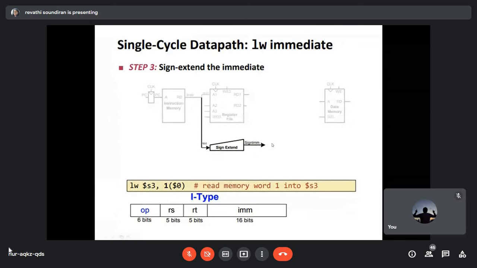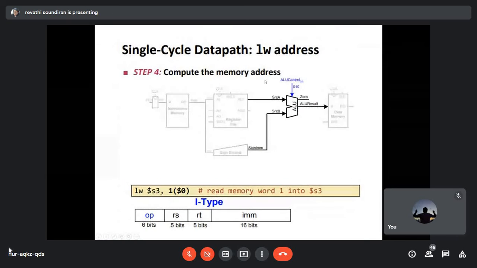Next it is computing the memory address. Now you have the ALU operation. In the ALU operation, the data and the signed value are added and the result is stored. 010 is typically the ALU control signal for the add operation. So this is giving you the ALU result, and that is used to access the data memory. Here, in the data memory, the data is read.